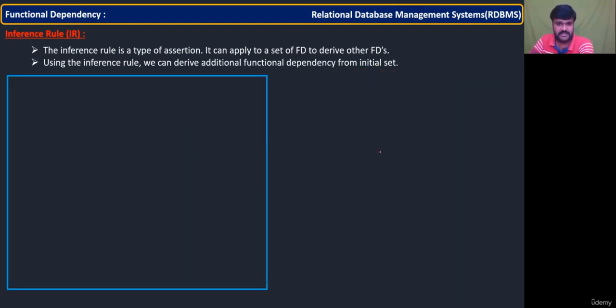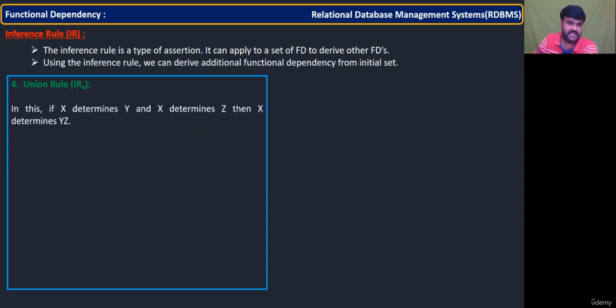Now the next one is the union rule. This is important. In this, if X determines Y and X determines Z, then X determines YZ. Let us try to prove this one. X determines Y is given, and X determines Z is also given. Then how will you show this?